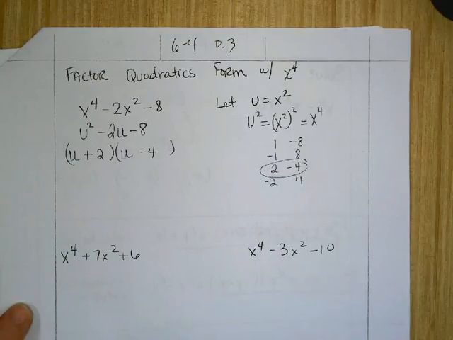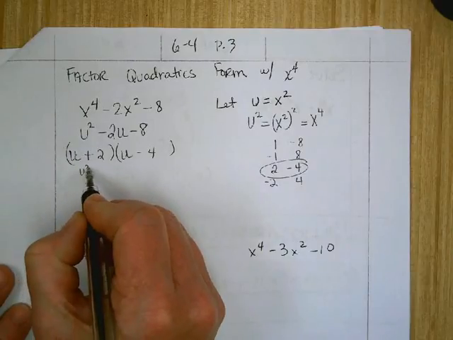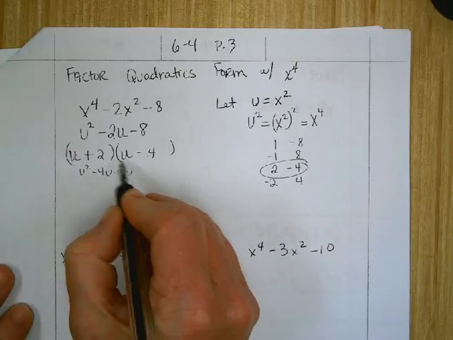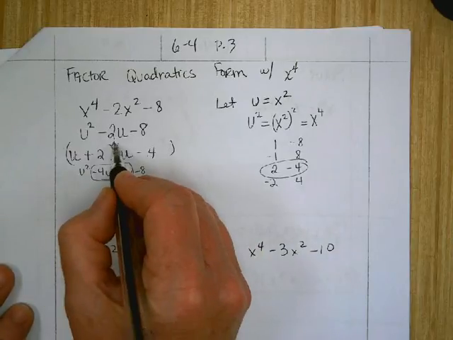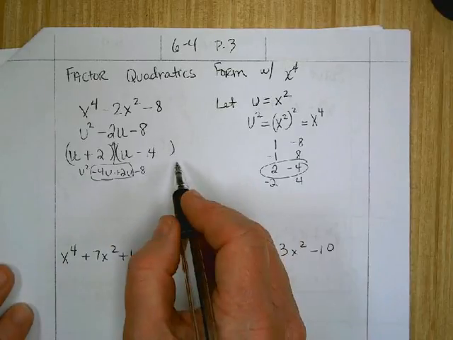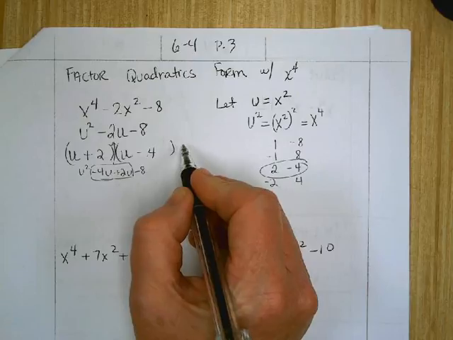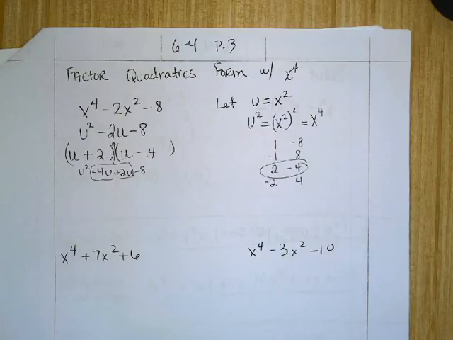Now let's check that to be sure we did the right thing. U times u is u squared minus 4u plus 2u minus 8. Yes, that gives me negative 2 in the middle. Okay, so we're going to set that equal to 0. No, they're just asking us to factor. We're not ready to set equal to 0 yet.